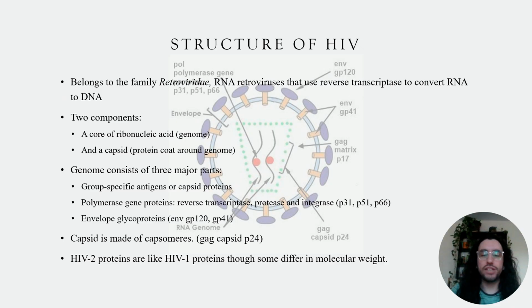So the structure of HIV is an enveloped capsid, and within that capsid is RNA with polymerase, gene proteins, reverse transcriptase, protease, and integrase, which are important for its proliferation within the cell. And the envelope glycoproteins 120 and 41, and the capsid protein 24 are very important.